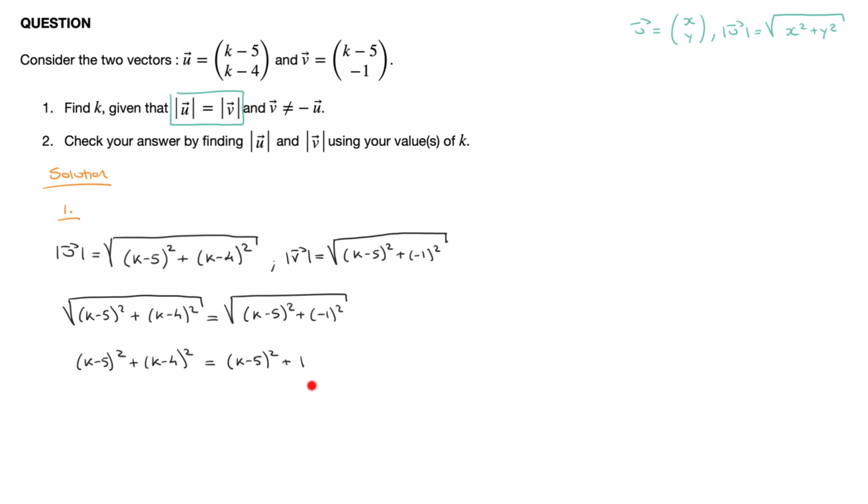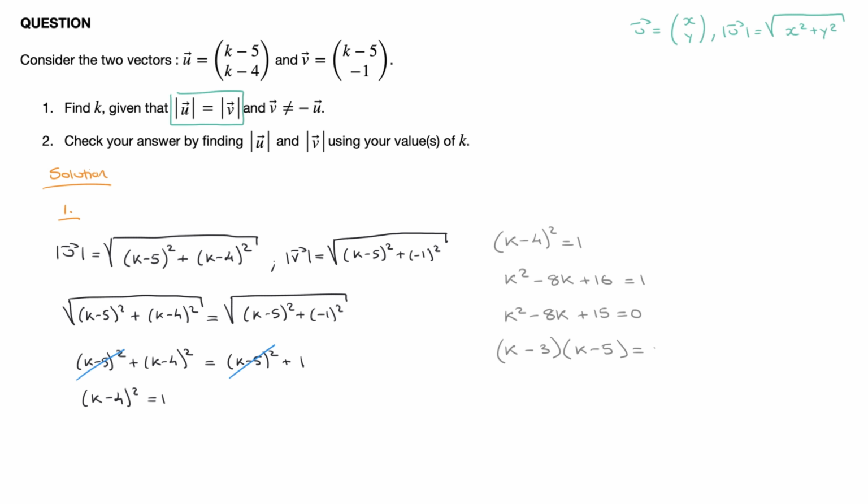Now looking at this equation, hopefully you can appreciate that we have k minus 5 in parentheses squared on both sides of it. And consequently, we can cancel those two k minus 5 squares out. And so this reduces to k minus 4 squared equals 1. Now at this stage we have a couple of options, one of which would be to expand this pair of parentheses, which would lead to k squared minus 8k plus 16, and that would still equal 1.